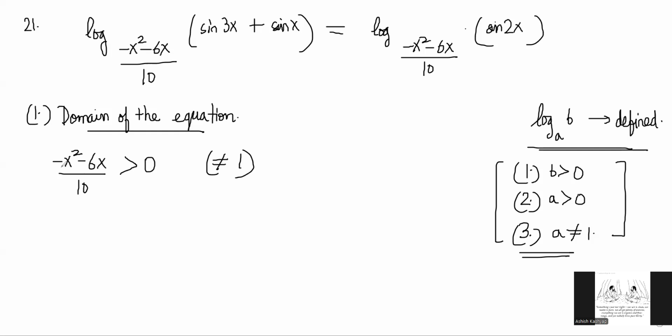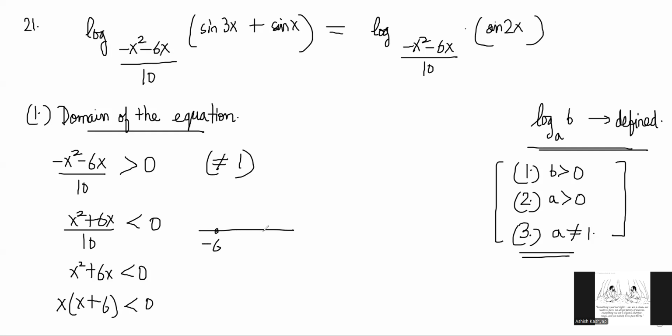So you can take the negative, multiply by negative and write it as x square plus 6x by 10 less than 0. So x square plus 6x is less than 0. X plus 6 is less than 0. So x lies between minus 6 and 0. Right? Correct. Yes, sir.